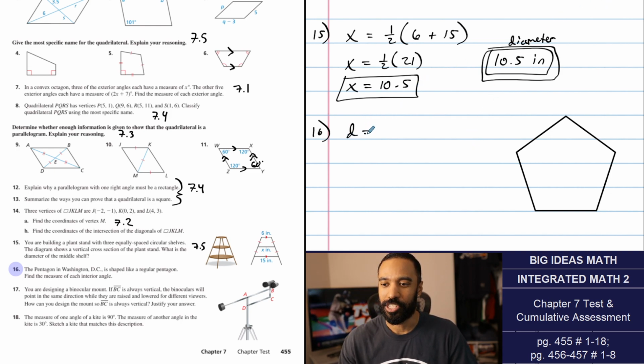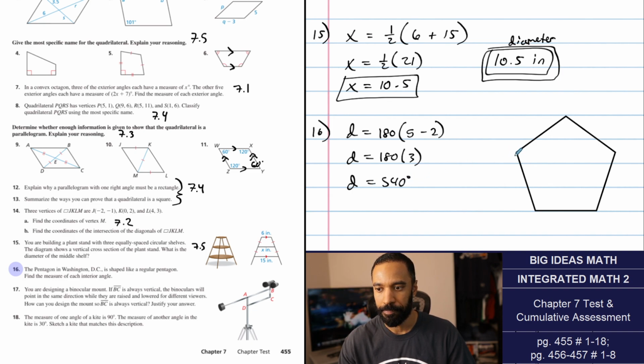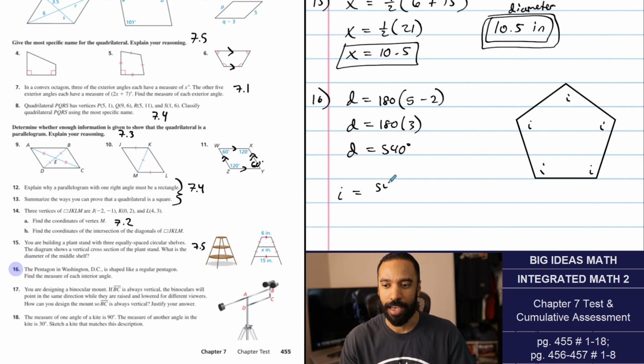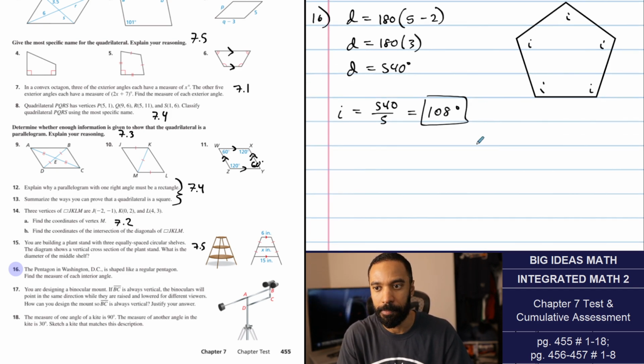So the interior angle sum of any polygon is 180 times the number of sides minus 2. Pentagon being a 5-sided shape, 180 times 3 gives you 540 degrees. This is the interior angle sum. But each angle here being the same, being congruent, means there are 5 angles. So you take the 540 degree interior angle sum and divide it by 5, and you get 108 degrees.